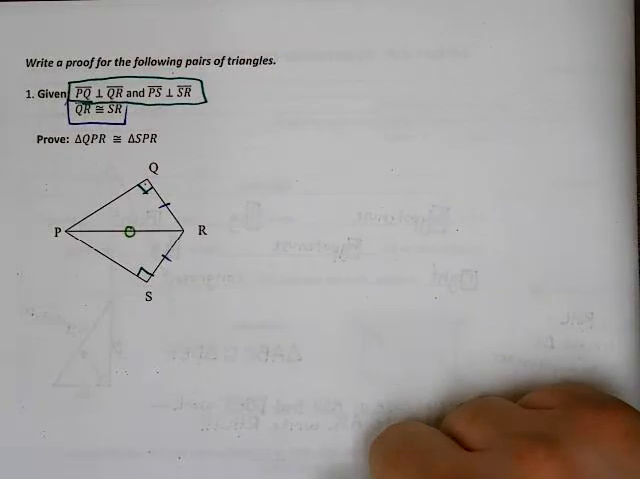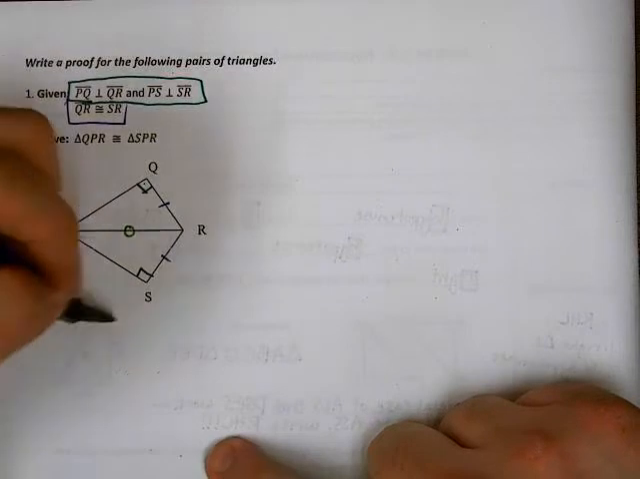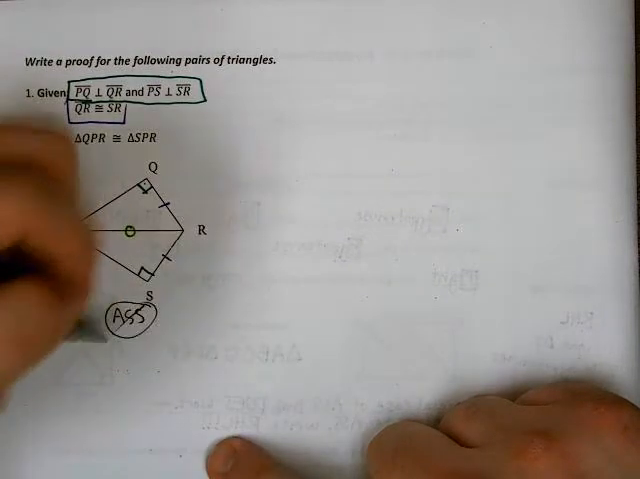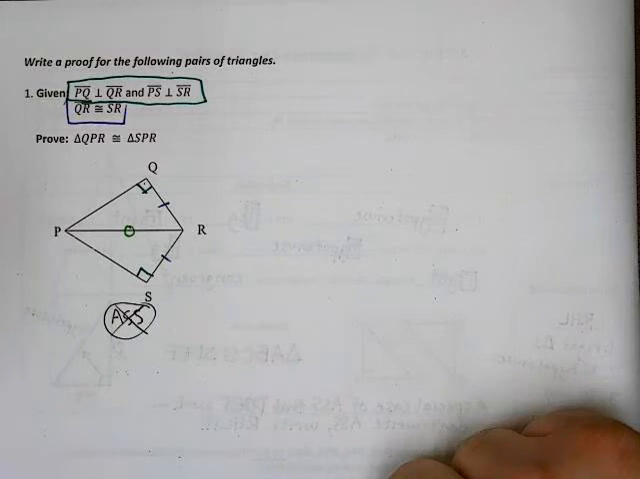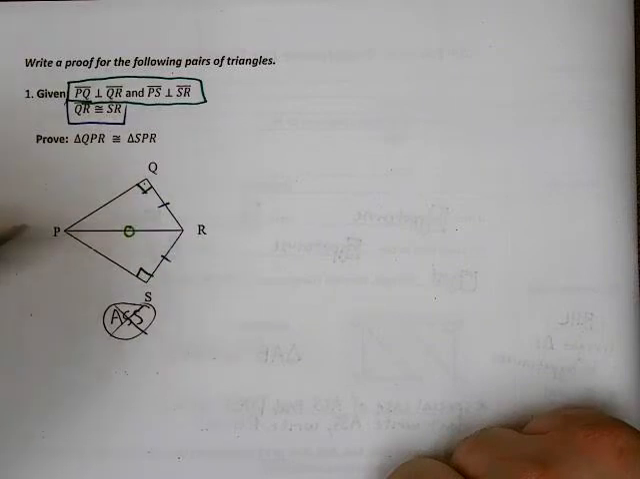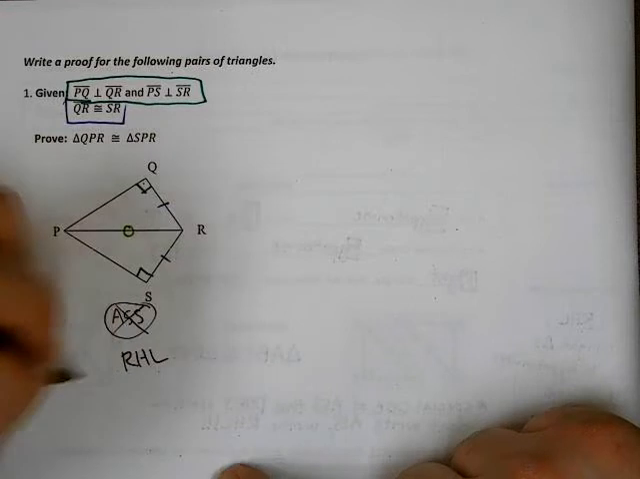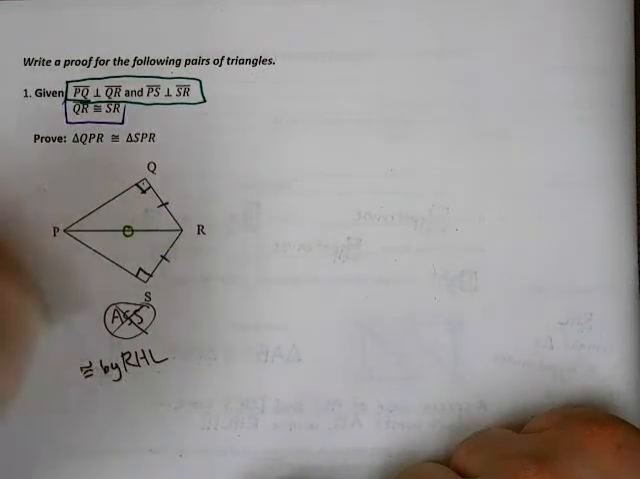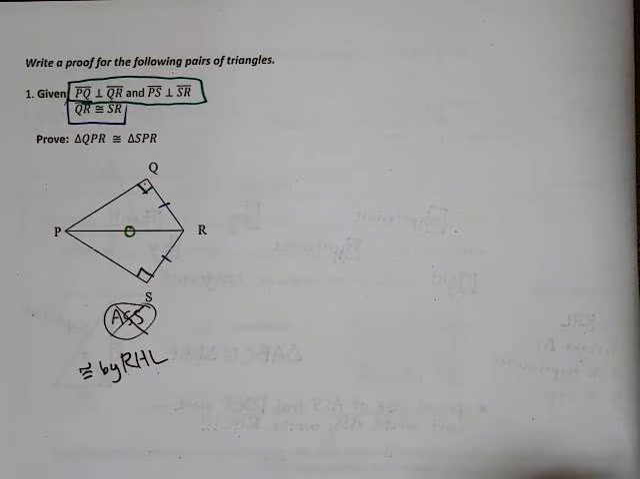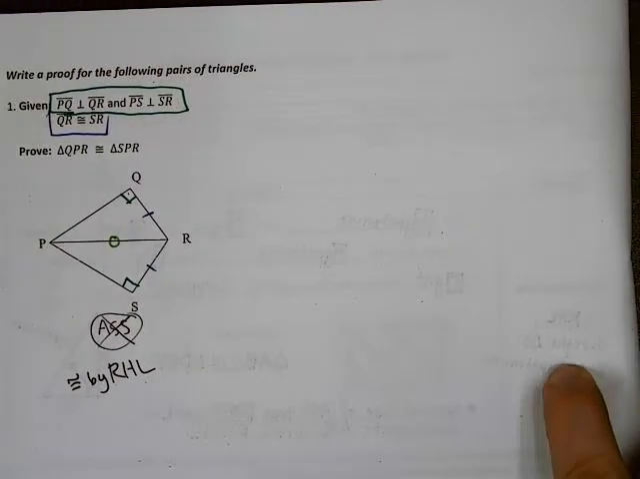So, normally I would say angle, side, side, or ASS, and we know that that's no good. However, what do we notice about this? We have right triangles, we have the legs, and we have the hypotenuse congruent to itself. So we can use RHL, congruent by RHL. Okay, again, this will just take some time to get used to and add to your repertoire of things that you're looking for. But I think you're going to be okay with some practice.